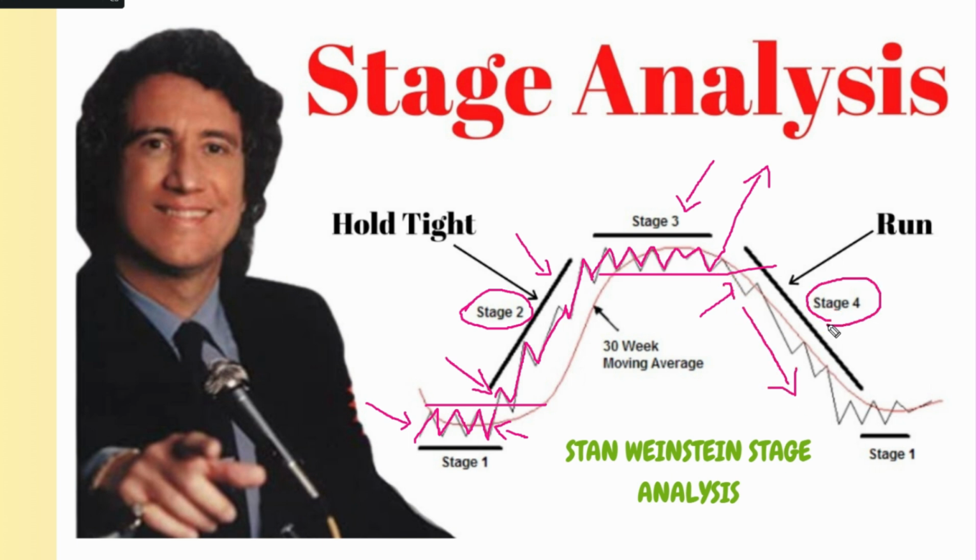Stage 4 is also called the markdown phase or phase of decline. After the decline, again the stock goes into a period of consolidation, and then it can break up or it can break down. When it breaks up, it forms a stage 2. When it breaks down, it again goes into a stage 4 phase. This is how the stage analysis should be read. If you are a beginner or you have some stocks in your portfolio, go to it and open the weekly time frame and see whether your stock is above the 30-week moving average and whether it is in stage 2, stage 3 or stage 4.